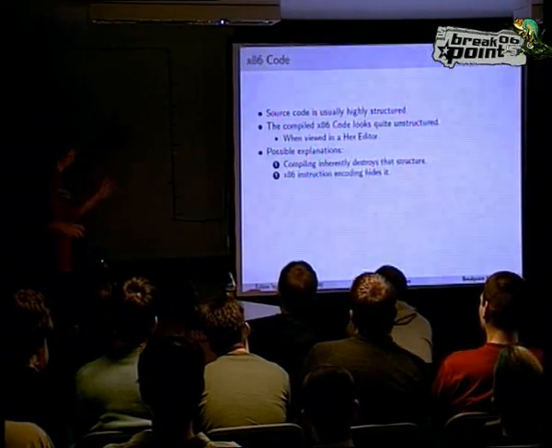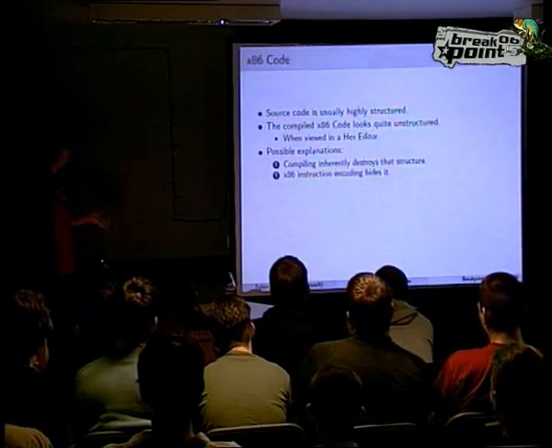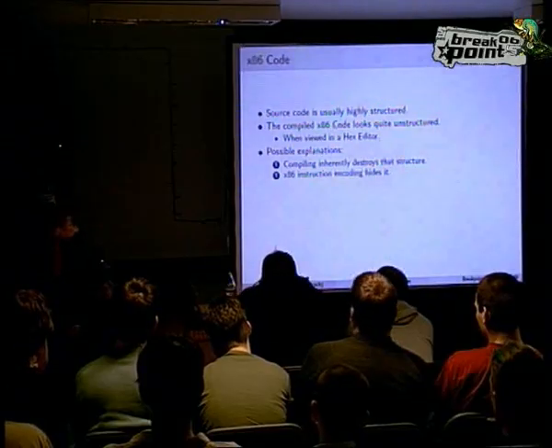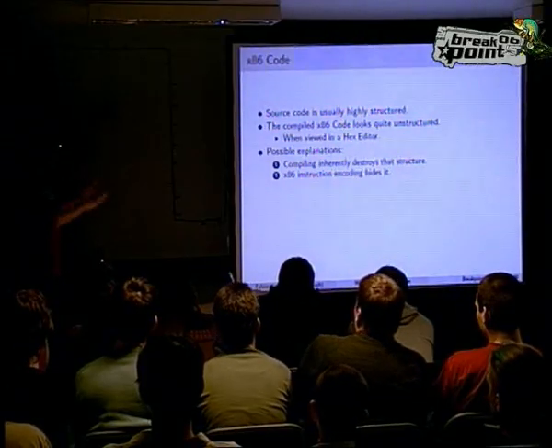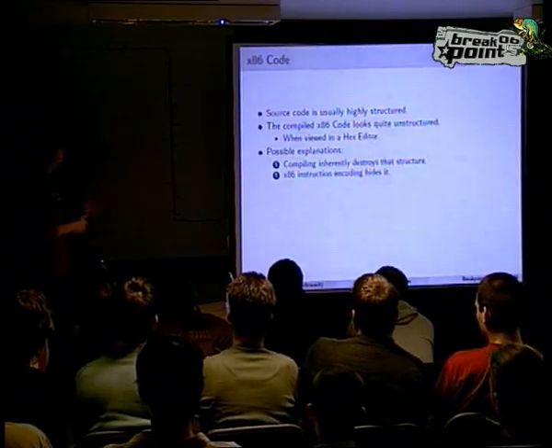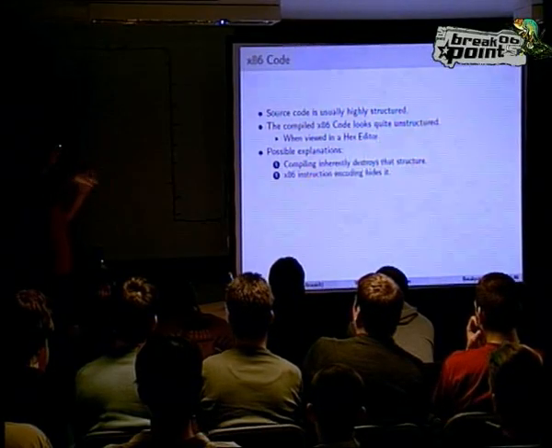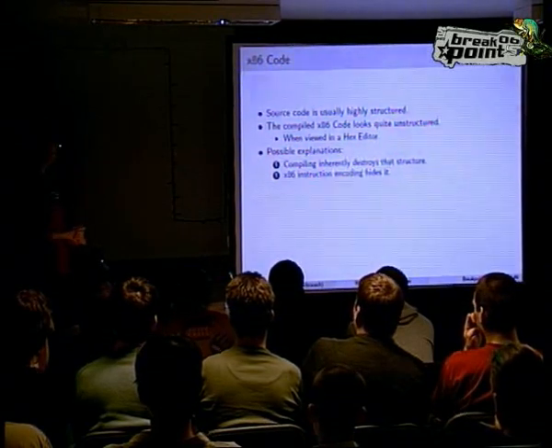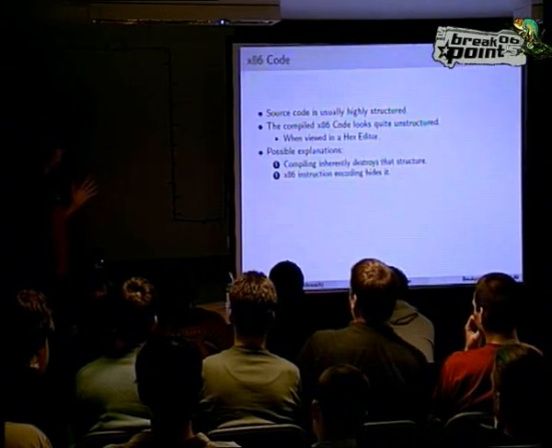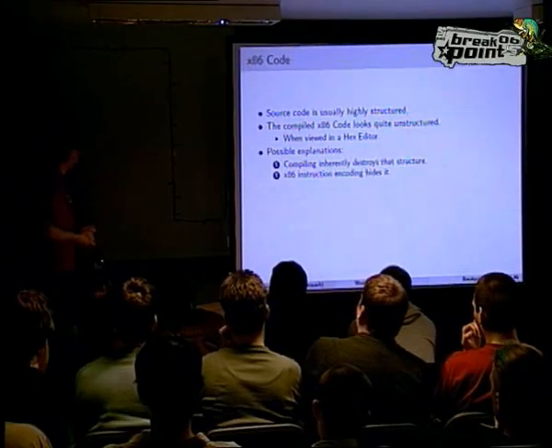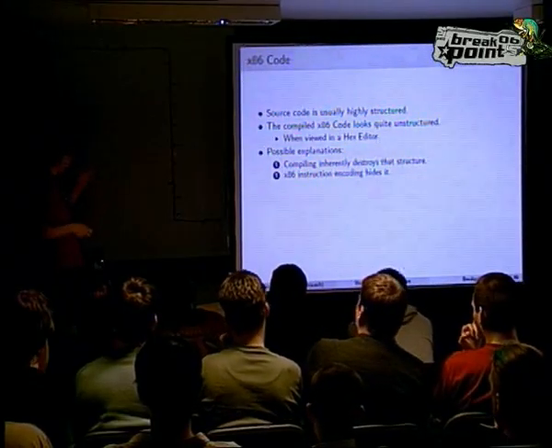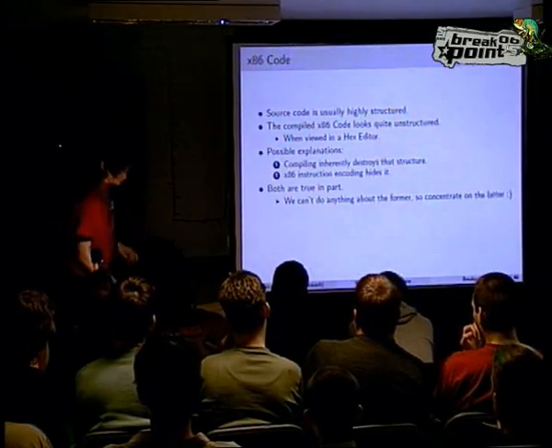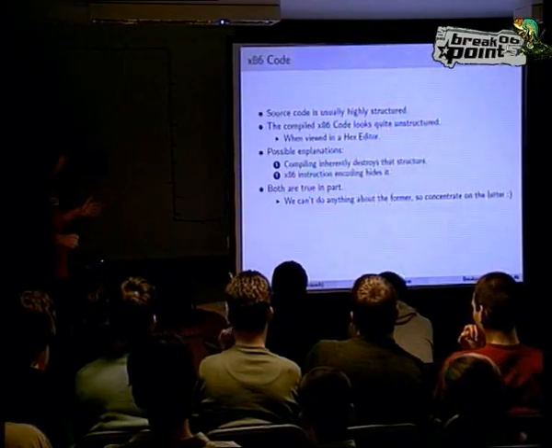So there are two possible explanations for this. The first one is that this process of compiling source code into executable code completely destroys the structure that was inherent in the source code, be it relatively low-level stuff like the basic program flow, or relatively high-level stuff like control structures. The other explanation would be that this encoding of instruction still has that information somewhere but hides it. Both of those are true in part.